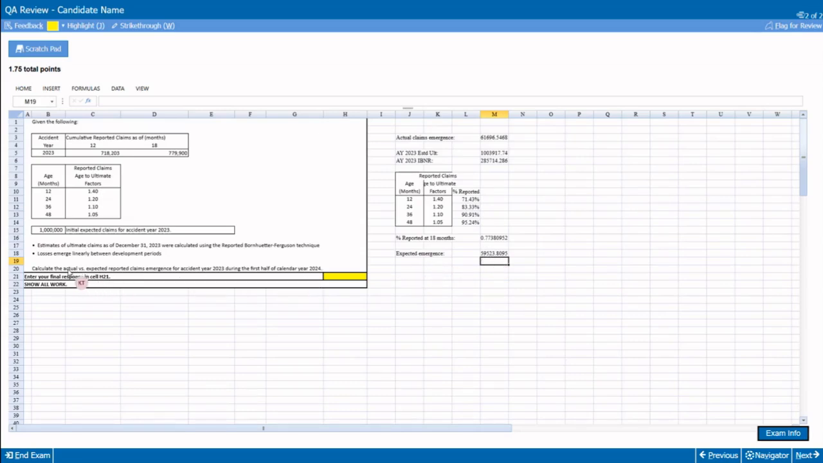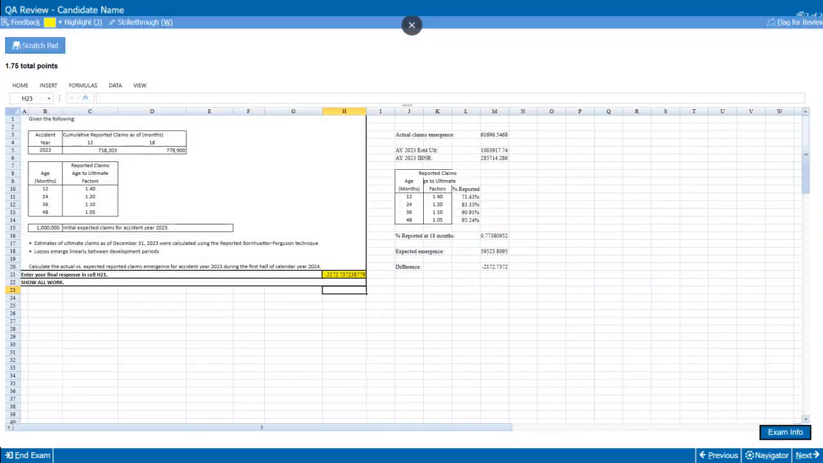However, the question asks us to calculate the actual versus expected. So they're asking us for the difference between those two. So I'm going to do it as expected emergence minus actual emergence, which is negative 21,000. So now I need to enter the final response into cell H21. So I'm going to do equal, select my solution, and that's my answer, negative 21,000.